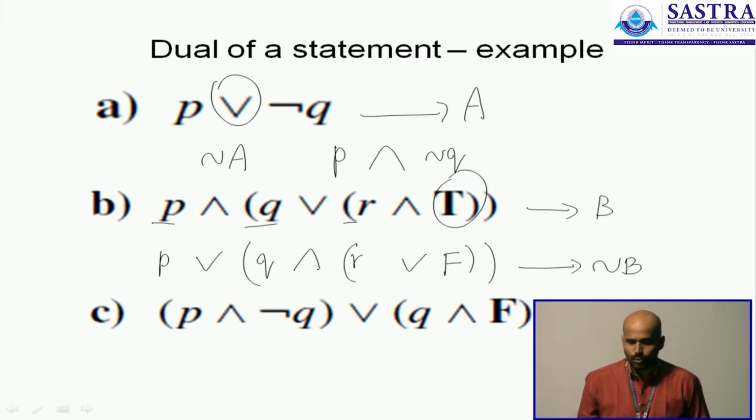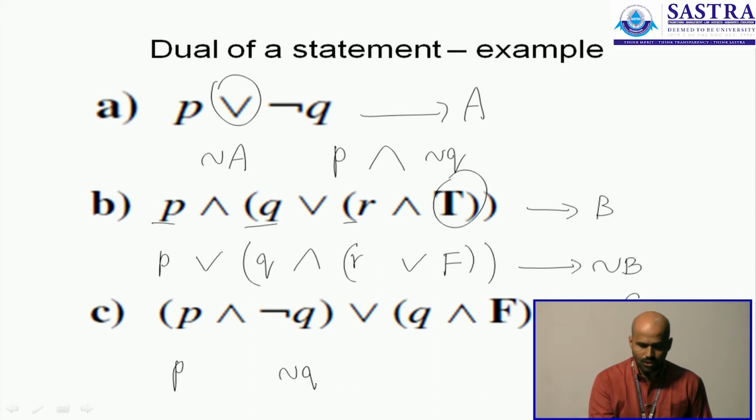That completes the dual of B. The next example once again involves only two statements P, Q. You have P, you have Q, you also have negation Q. So if I call this statement C, now its dual: P, negation Q and Q remain as they are. I don't even disturb the brackets.